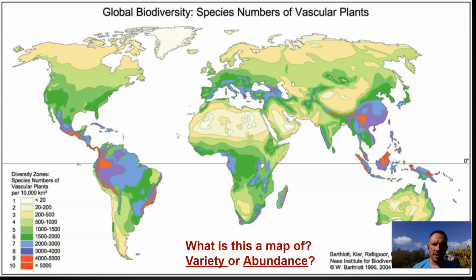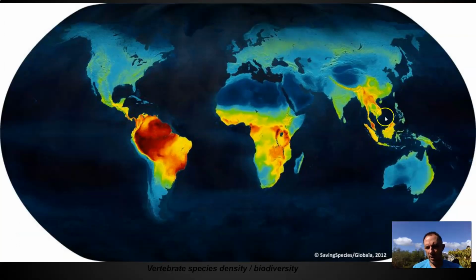And what are we talking about here? Are we talking about variety or abundance? This map is species numbers, so we're talking about variety or species richness in these particular habitats. And then as you go north and south, you see that the variety of species decreases. Here on this map, what we're looking at is a similar thing, and I believe this one is vertebrates, or things with backbones.